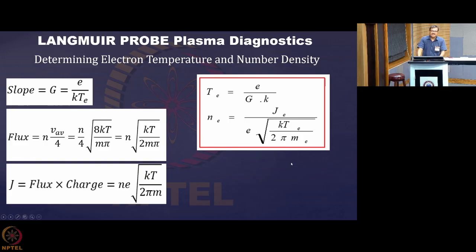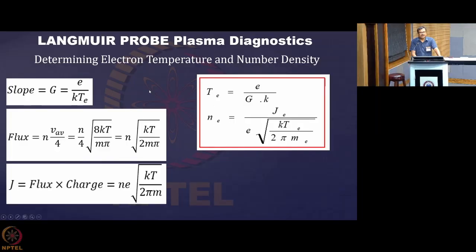So you are now very clear that once you obtain the characteristic just by sweeping the voltage from negative to positive, you make a semi-log plot of the exponential region that you get in your curve, and from the slope you are able to find the temperature of the electrons. And again from the curve, if you know the electron saturation current Je, then from that you are able to find the electron number density just using this formula.